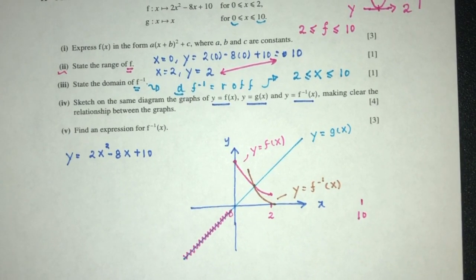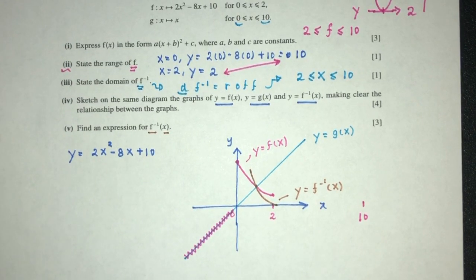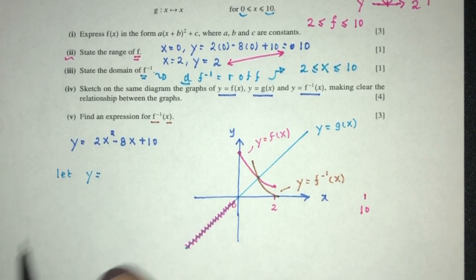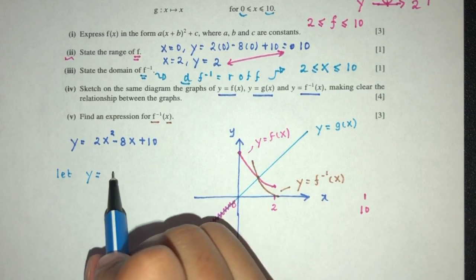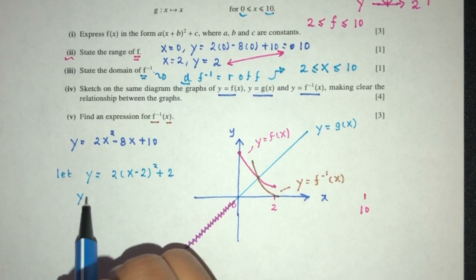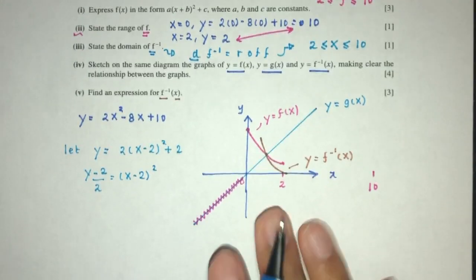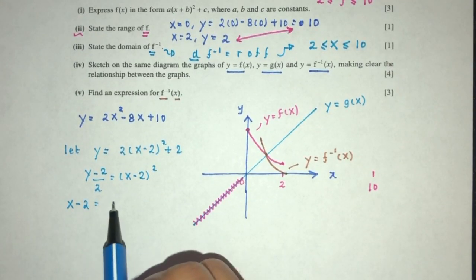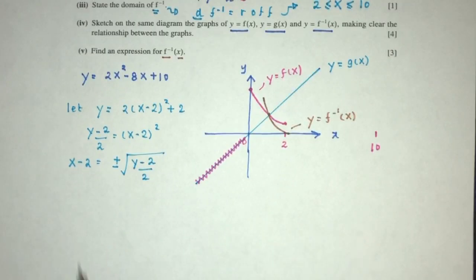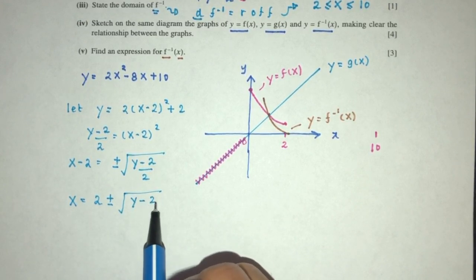And what else? We have to find the expression of this. So pretty easy. First thing first, we have to let y equal to f of x. So let y equal to f of x. F of x is the value on top. We have 2. That should be y minus 2 divided by 2 should be x minus 2 this. So x minus 2 should be plus minus y minus 2 over 2. Which means x has to be 2 plus minus y minus 2 over 2.